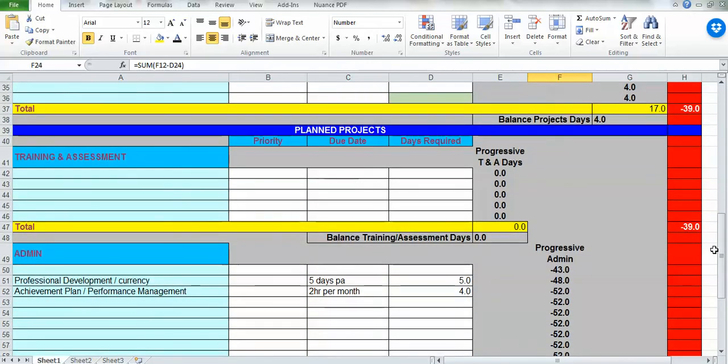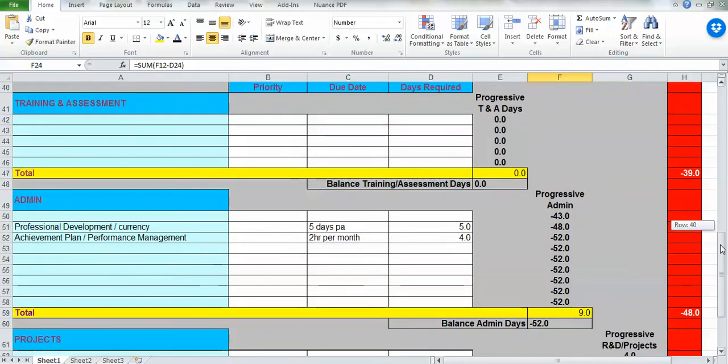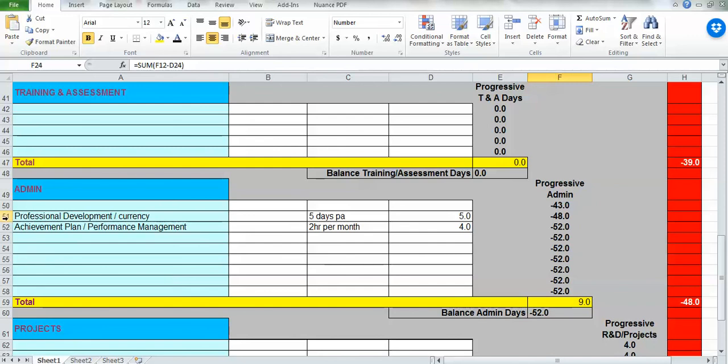These next 3 boxes are planned activities. So if we look at planned training and assessment, we don't see any major changes or plans coming in there, so we have nothing in there. Admin, we definitely do. In admin, we are planning to do some professional development, maintaining our currency. We've allocated 5 days a year, which brings our progressive total down to minus 48. And our achievement planning and performance management, 2 hours a week, another 4 days a year. So that's 9 days a year that we need on that sort of project work, which brings us to a minus 48 days balance for the year.